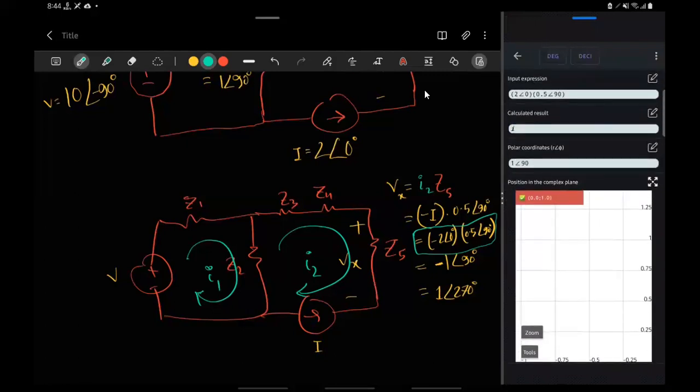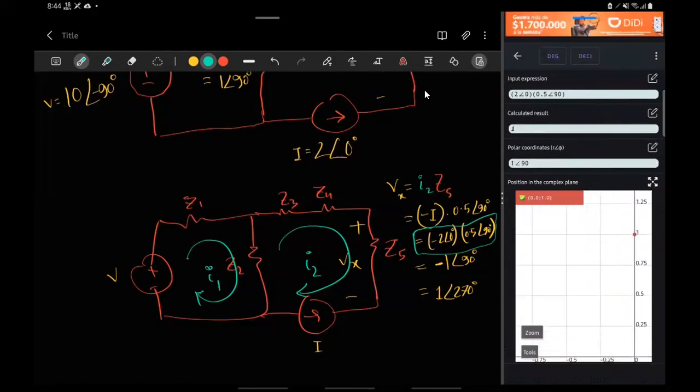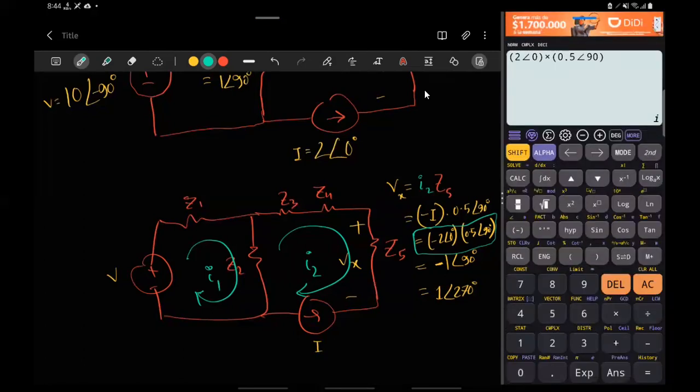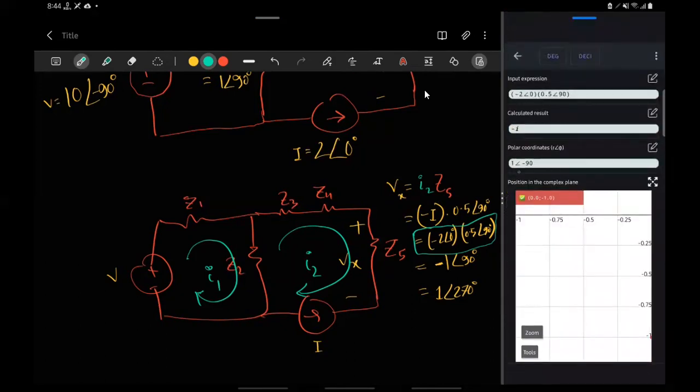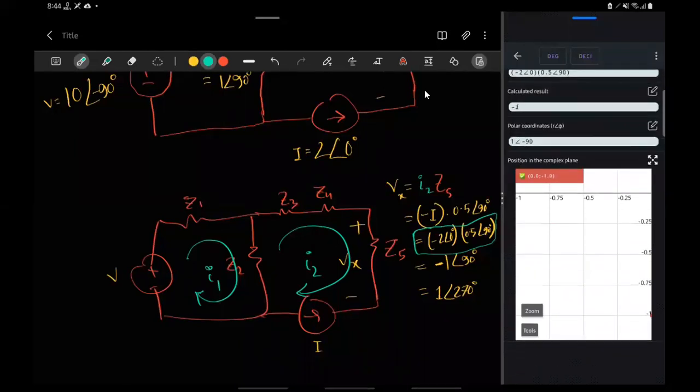Let's see the result. Did I miss the negative sign? Okay, I missed the negative sign. I'll show you how to do this on your Casio calculator. This is a simulator, so this is definitely not how Casio calculators work. But if I press the more button, you'll see that you have 1 angle minus 90 degrees. That is one other way to show it: 1 angle minus 90 degrees, or minus 90 degrees is also 270 degrees. So it might show up either way on your calculator.